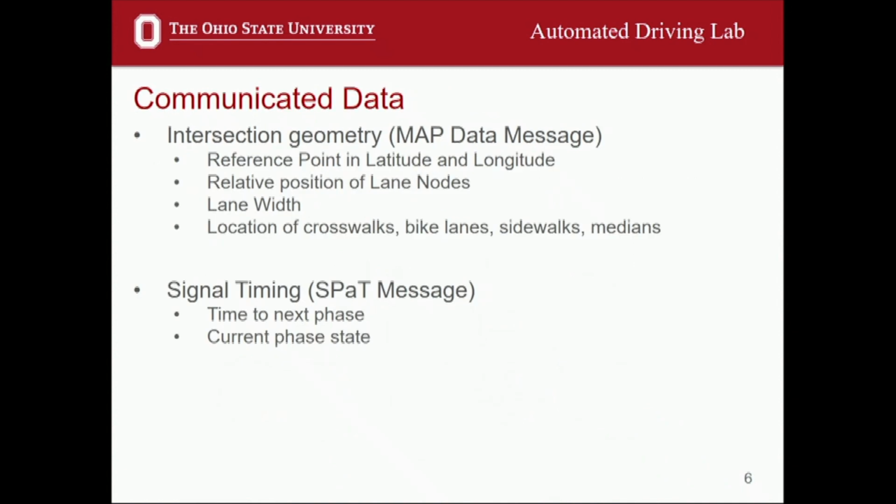And so some of the data that's communicated with this is intersection geometry. So a lot of map data, a lot of things like reference point in latitude and longitude and relative positions off of those reference points, in addition to lane width and other physical entities such as crosswalks, bike lanes, sidewalks, medians, or really any other things like road barriers and such. In addition to signal timing, so time to next phase and current phase state of the traffic light.